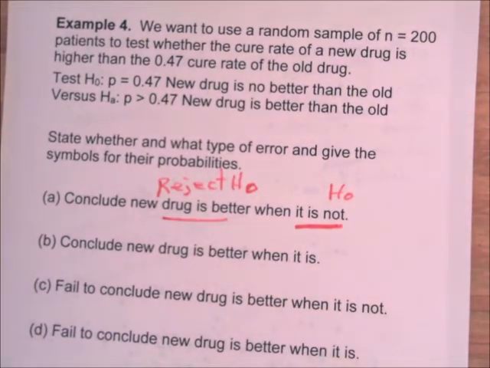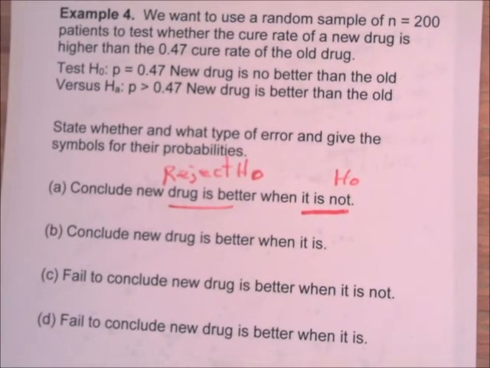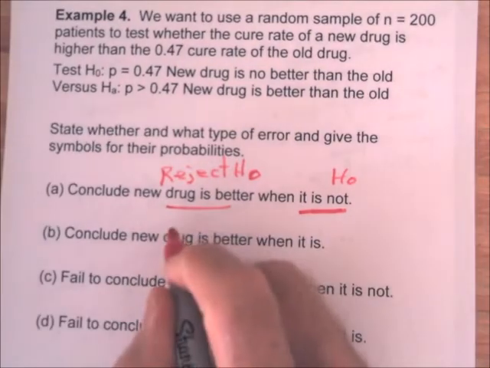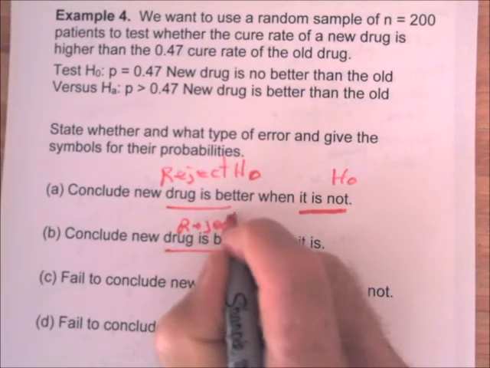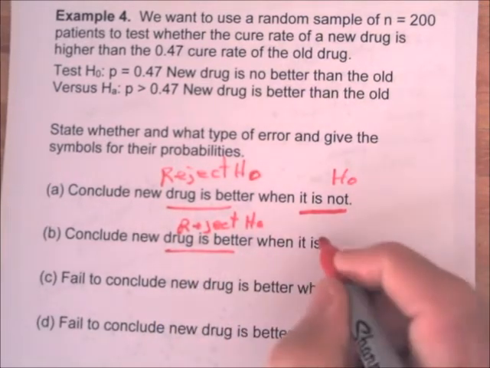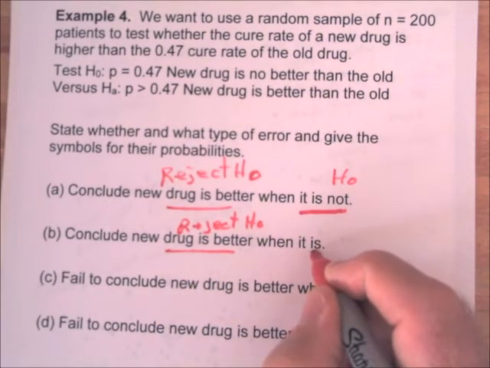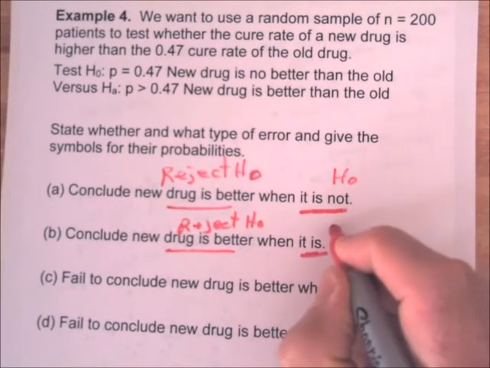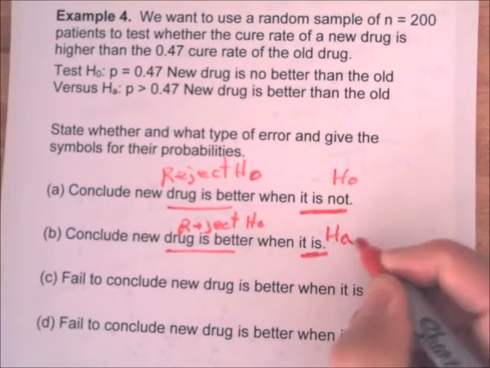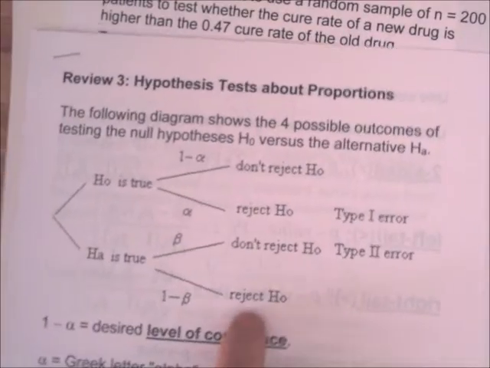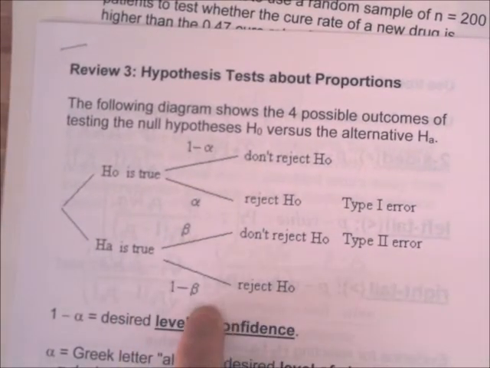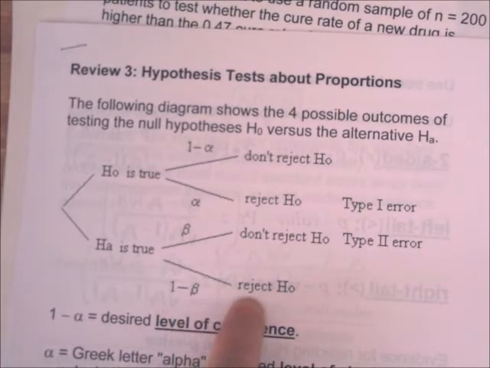Okay, part B. We conclude the new drug is better, and that means reject H naught. When it is better, that means HA is true. So that would not be an error. We reject H naught when HA is true. It's not an error. That's 1 minus beta. That's the power of the test.